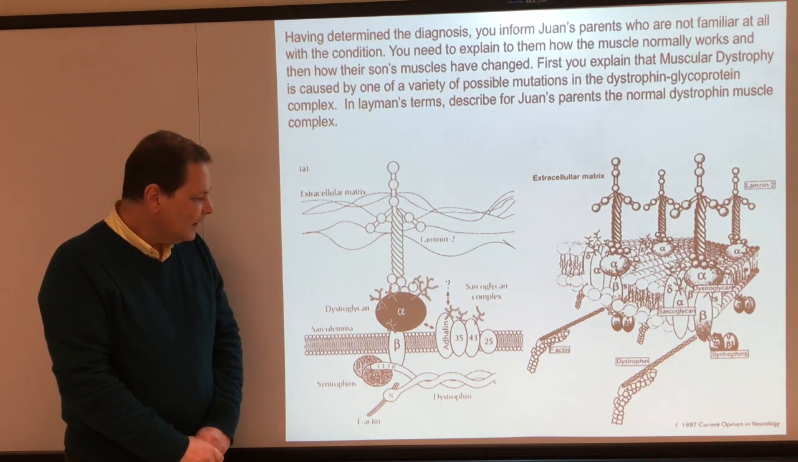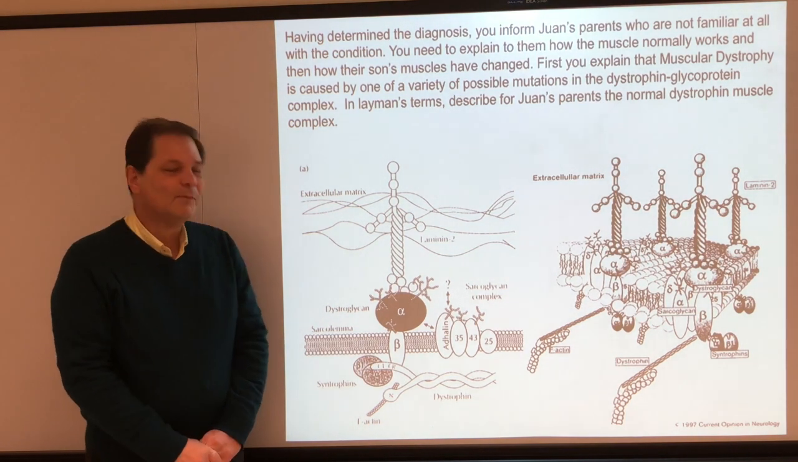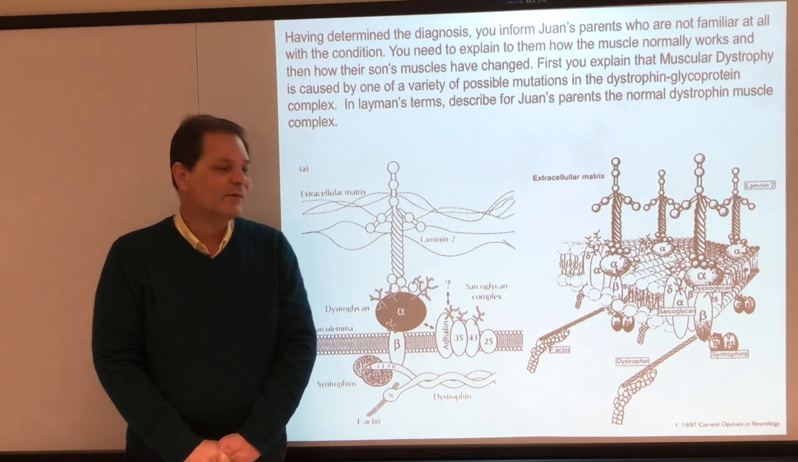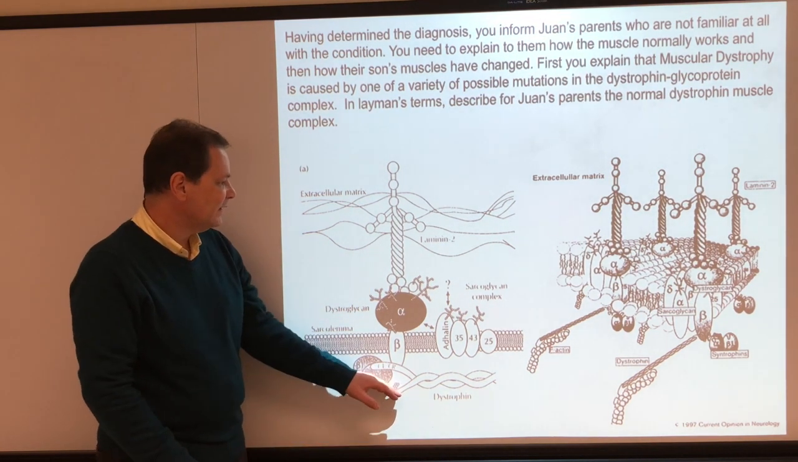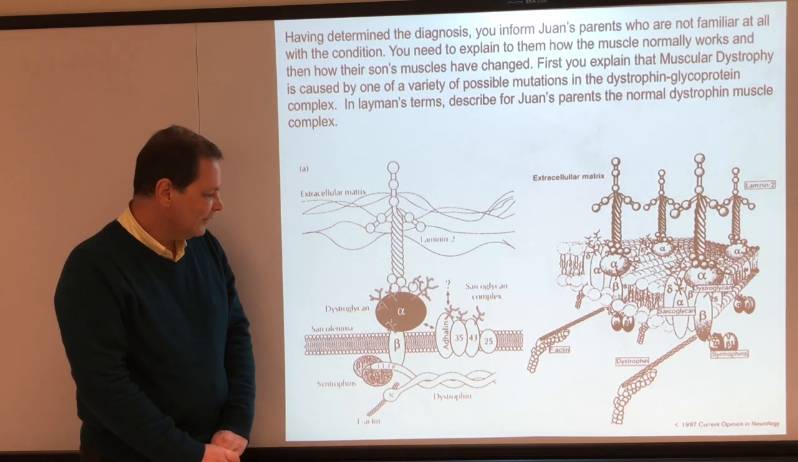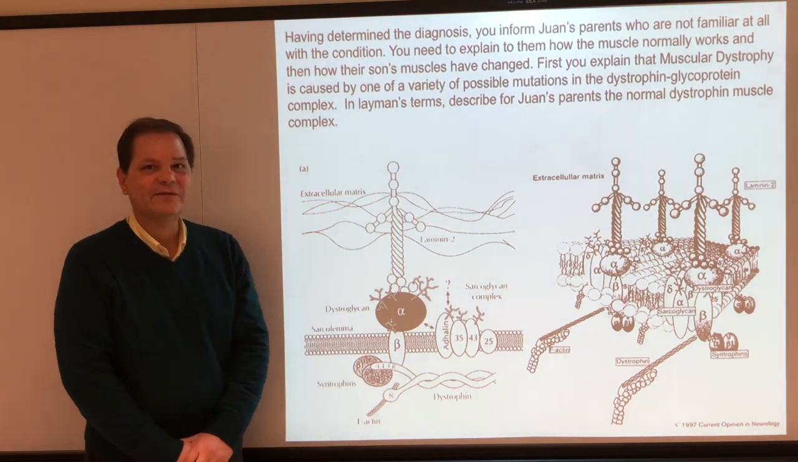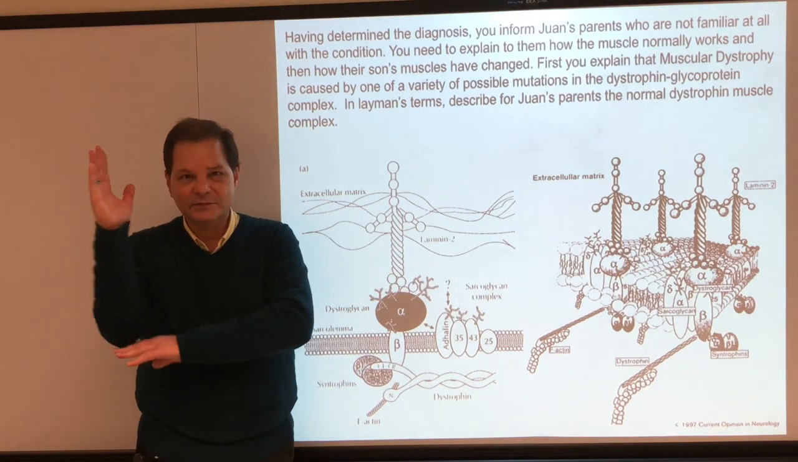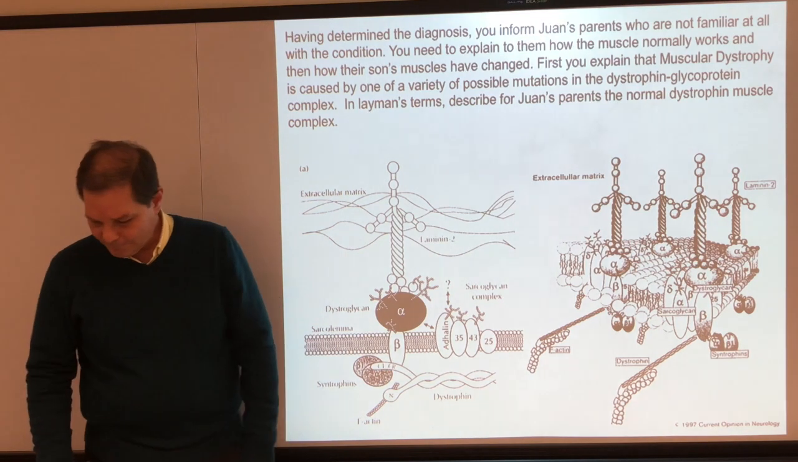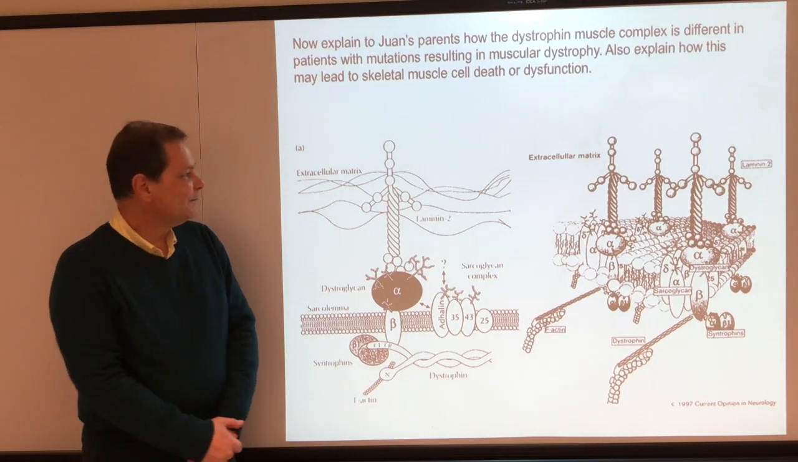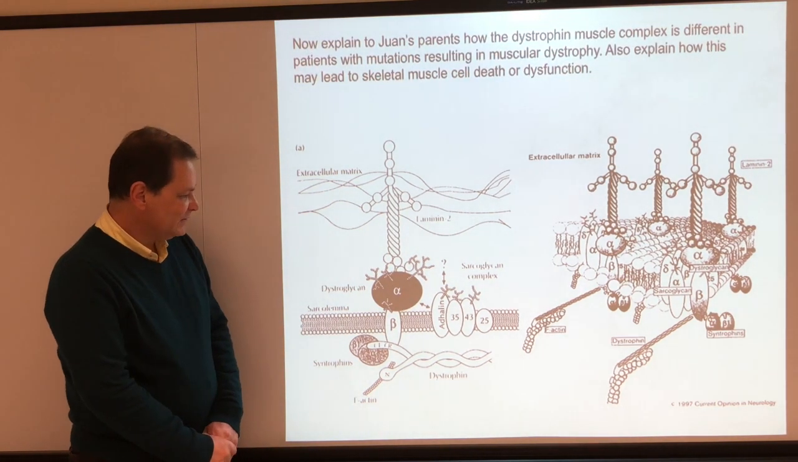And that's its normal function, okay? Its normal function is to provide this connection so that the inside of the cell is connected to the outside of the cell, and they basically contract together, all right? Now explain what happens when you have a mutation.